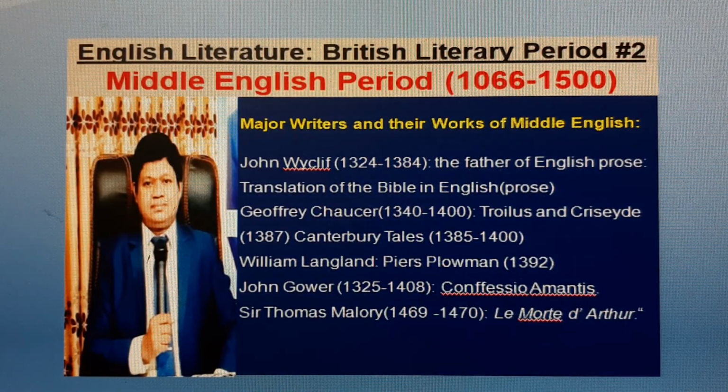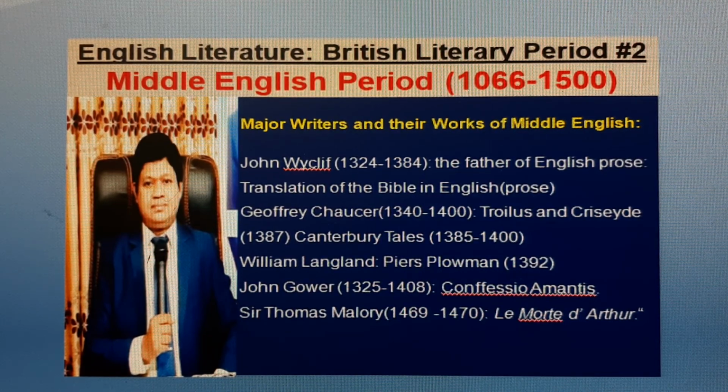Major writers and their works. John Wycliffe, 1324 to 1384, the father of English prose, translations of the Bible in English prose. Geoffrey Chaucer, 1340 to 1400, Troilus and Criseyde 1387, Canterbury Tales 1385 to 1400. William Langland, Piers Plowman 1392. John Gower, 1325 to 1400, Confessio Amantis.